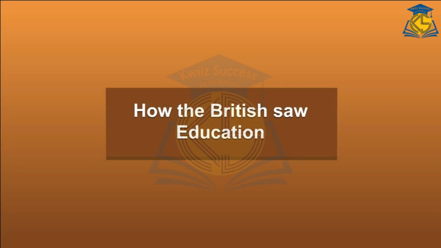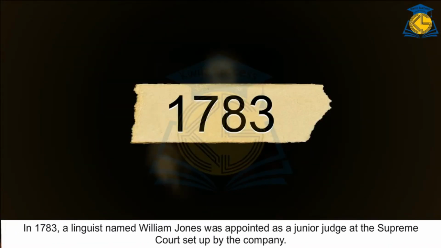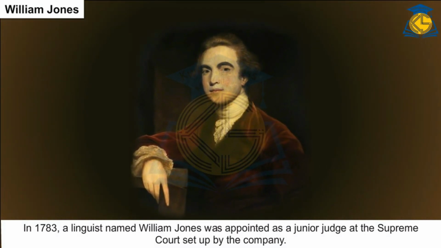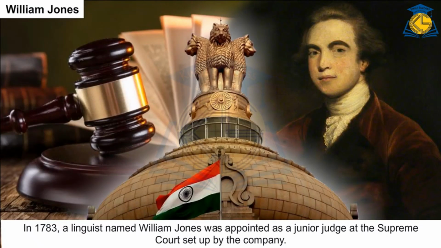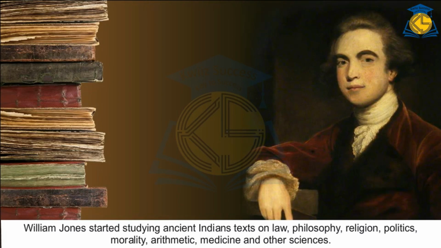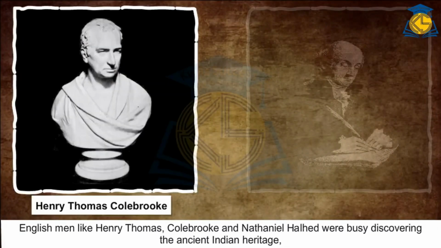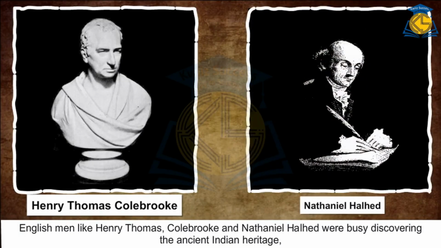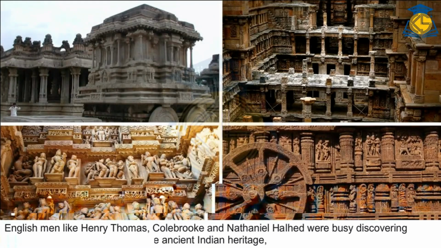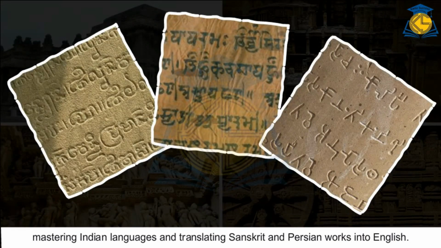How the British saw education. The tradition of Orientalism. In 1783, a linguist named William Jones was appointed as a junior judge at the Supreme Court set up by the company. William Jones started studying ancient Indian texts on law, philosophy, religion, politics, morality, arithmetic, medicine, and other sciences. Englishmen like Henry Thomas Colebrooke and Nathaniel Halhed were busy discovering the ancient Indian heritage, mastering Indian languages and translating Sanskrit and Persian works into English.